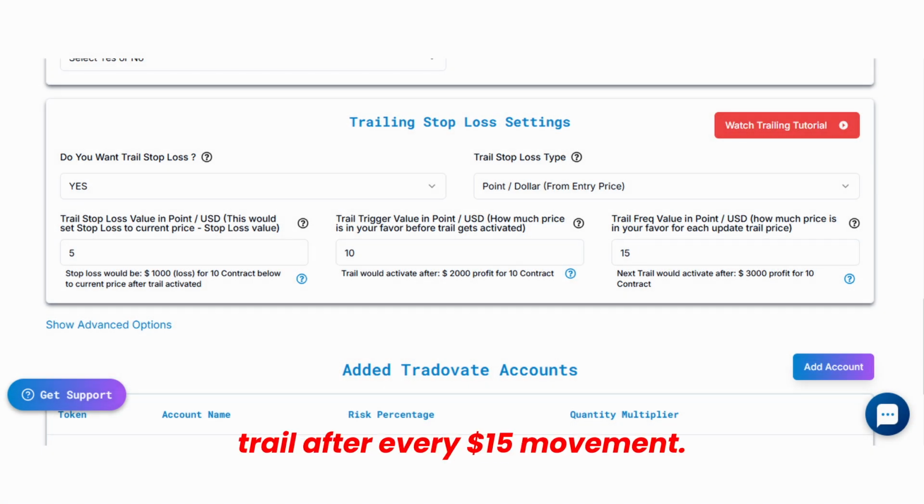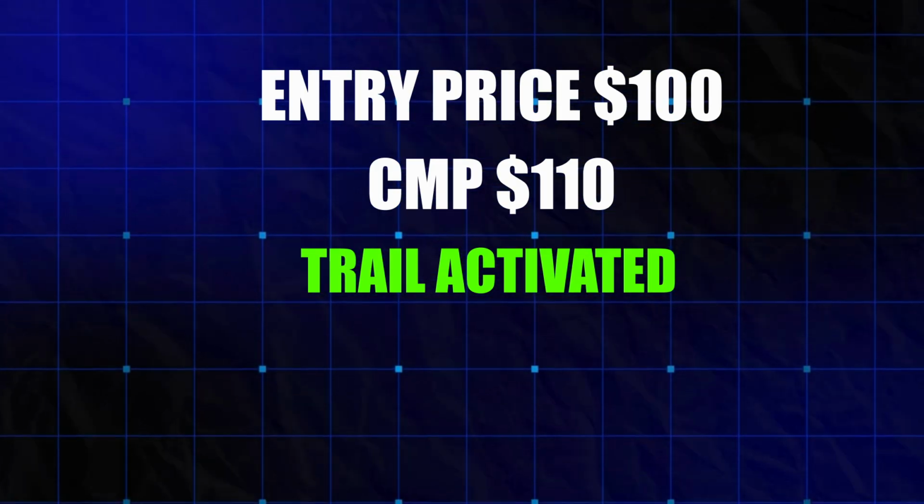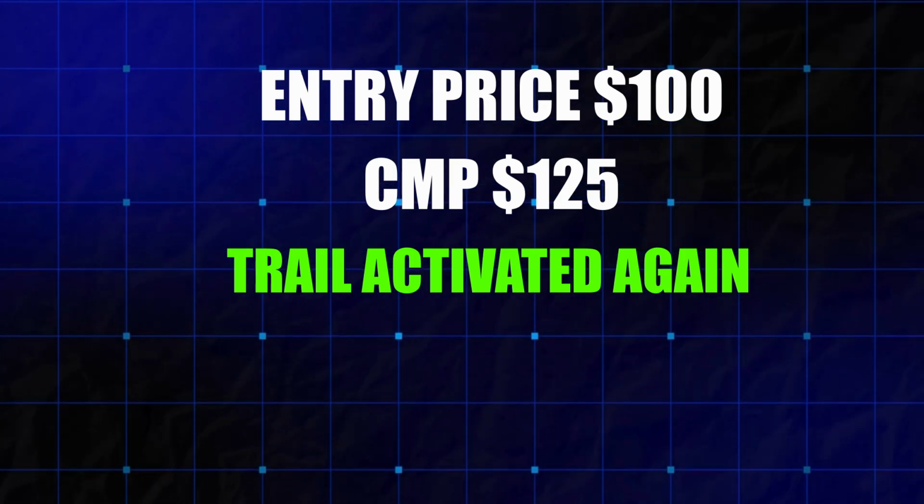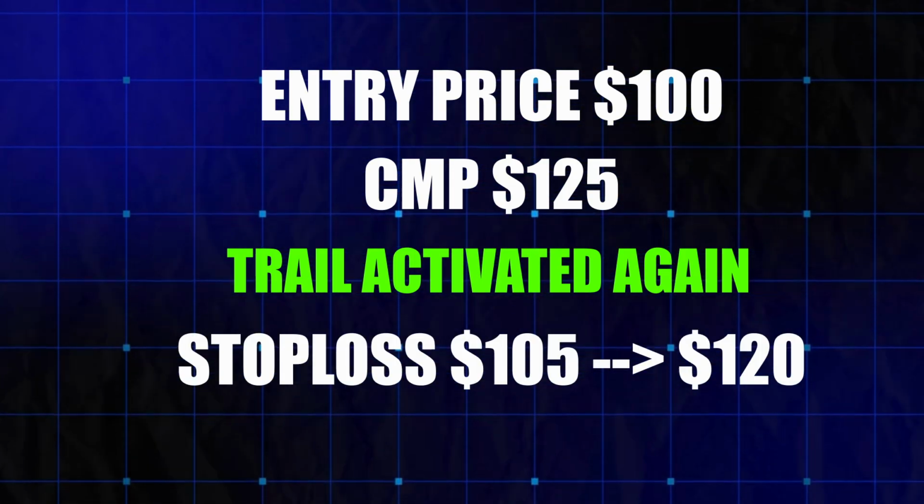Now let's see for trail frequency value here, as we have put 15. So it will trigger the trail after every $15 movement. As our trigger got activated at 110, then after $15, that is at 125, it will trigger the trail. Now the stop loss here will maintain the $5 distance as the market moves.